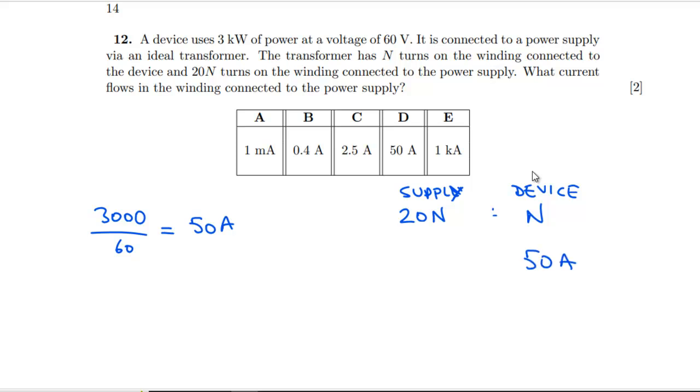So we've got 50 amps there. When you drop down the number of turns, you step up the number of amps. So this is going to have to be 50 divided by 20 amps. So it's going to be 2.5, which is C. Then is that the last one? Yeah, that is the end of the multiple choice questions.